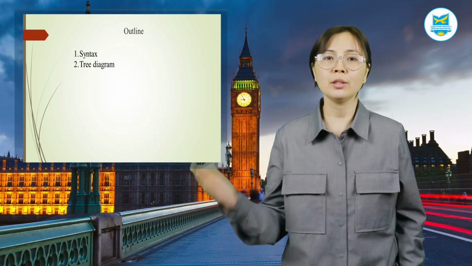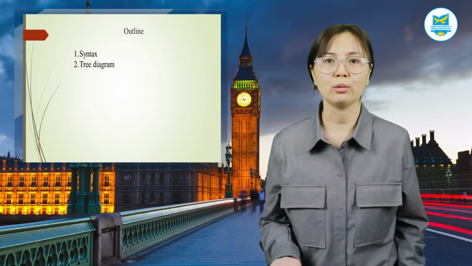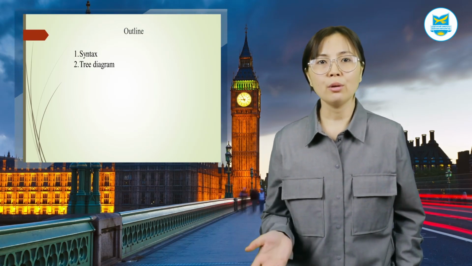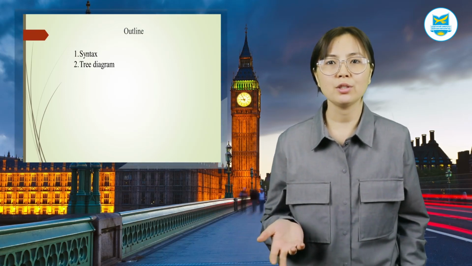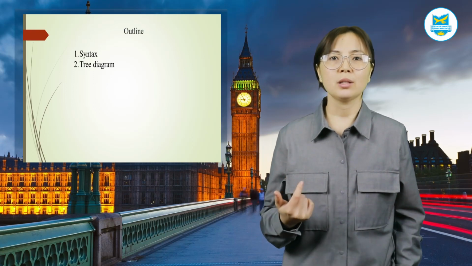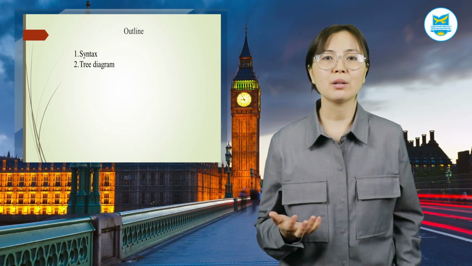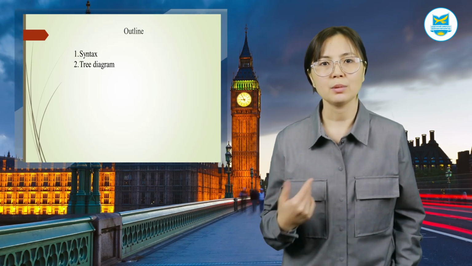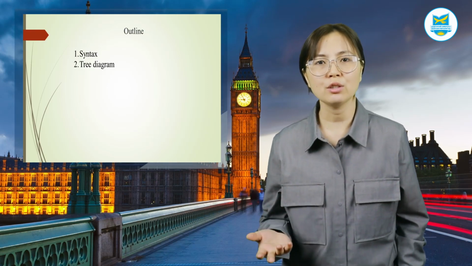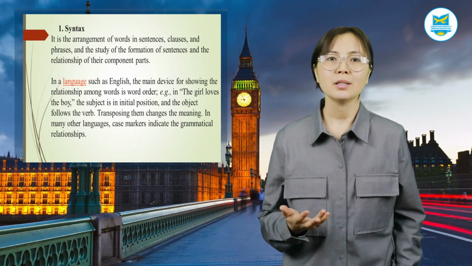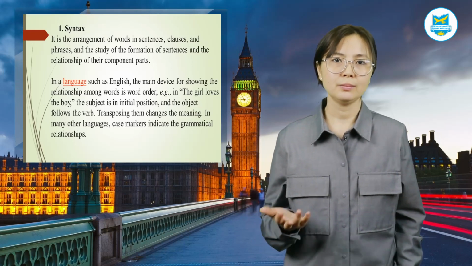In a language such as English, the main device for showing the relationship among words is word order. For example, the girl loves the boy. The subject is in initial position and the object follows the verb. Transposing them changes the meaning. In many other languages, case markers indicate the grammatical relationship. The study of syntax also includes the investigation of the relationship among sentences that are similar, such as John saw Mary and Mary was seen by John.